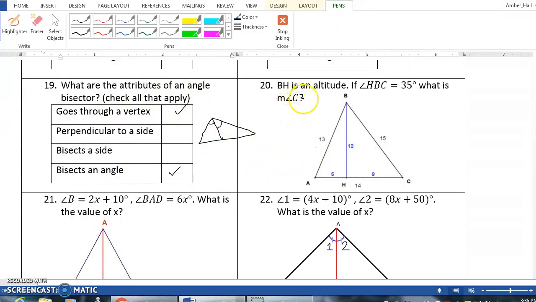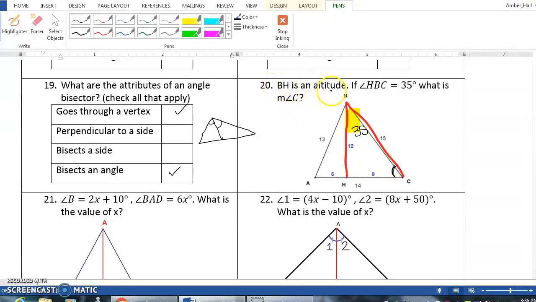Alright, number 20. BH is an altitude. If HBC is 35 degrees, first of all, H to B to C, the angle is always in the corner, right there. HBC is 35 degrees. What is the measurement of angle C? Right here, this is what we're looking for.